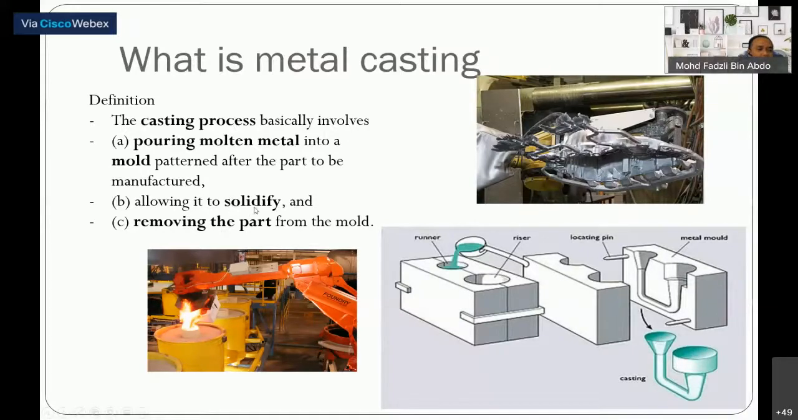And then allowing it to solidify. Lepas kita dah pourkan dalam pattern ni, apa kata dalam mold ni, that molten metal akan solidify, akan keras lah. And then removing the part from the mold. And then kita akan buangkan part lah. Ni kita buangkan part ni. So that dapatlah kita punya casting product. Okay. This is the three general process of the metal casting: pouring, and then solidifying, and then also the removing. Okay, the parts.